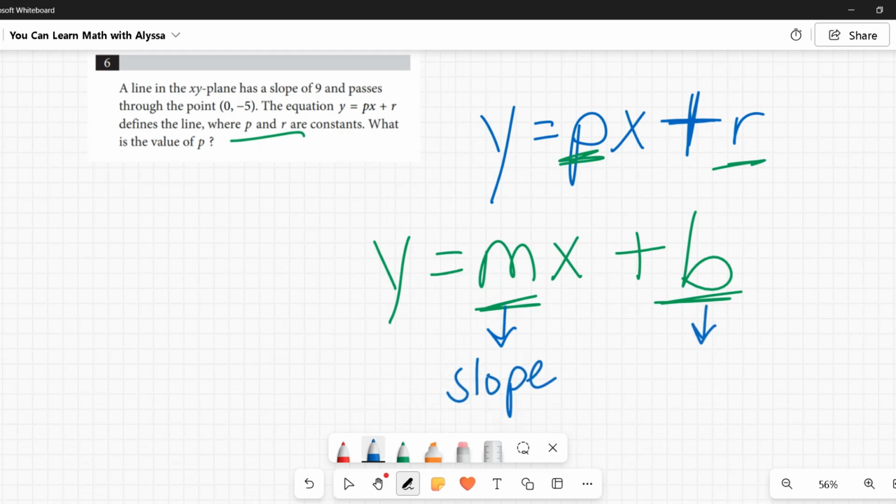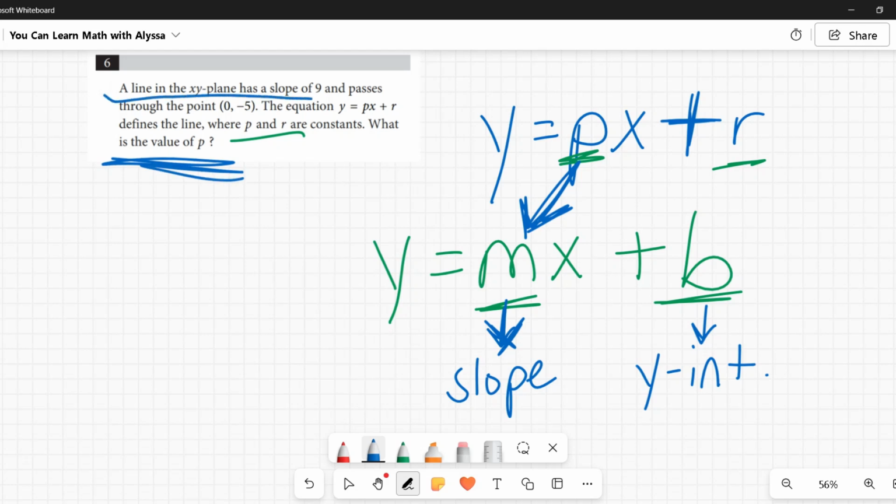And the b is the y-intercept. And since p is the same as m, and m is my slope, when they ask what is the value of p, the very first thing here says a line has a slope of 9. That's it. P is 9. So we don't have to do any calculations. We don't have to graph anything. We don't have to try to figure out, oh, that has a slope of 9, it goes through this point, and then I have to figure out plugging in x and y. No, no, no. Don't have to do any of that.